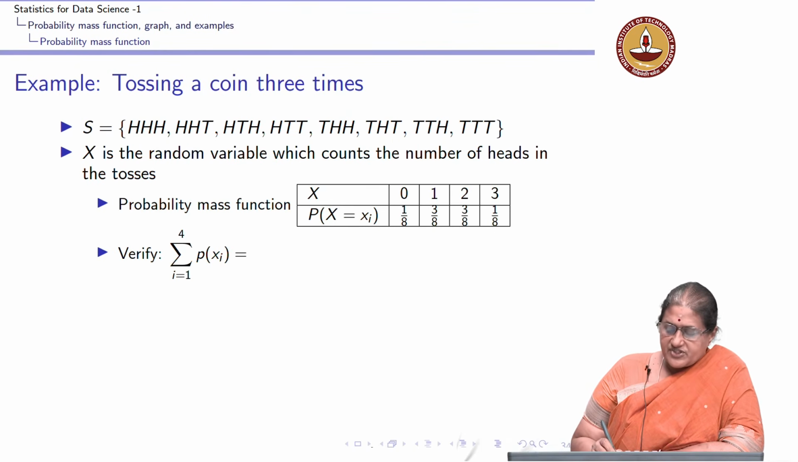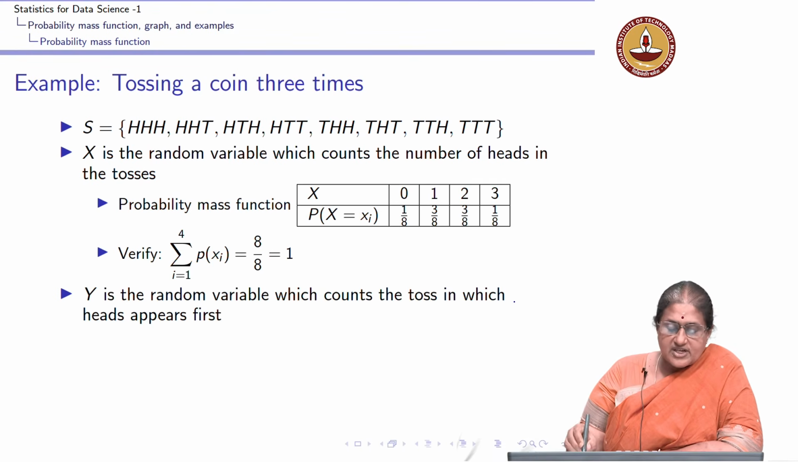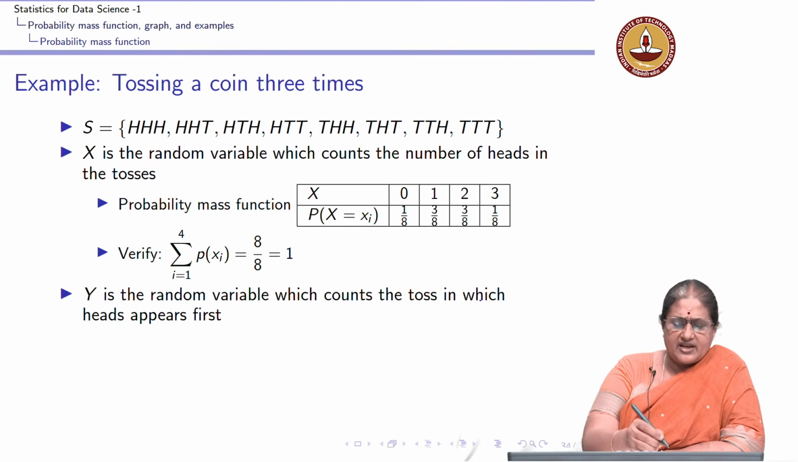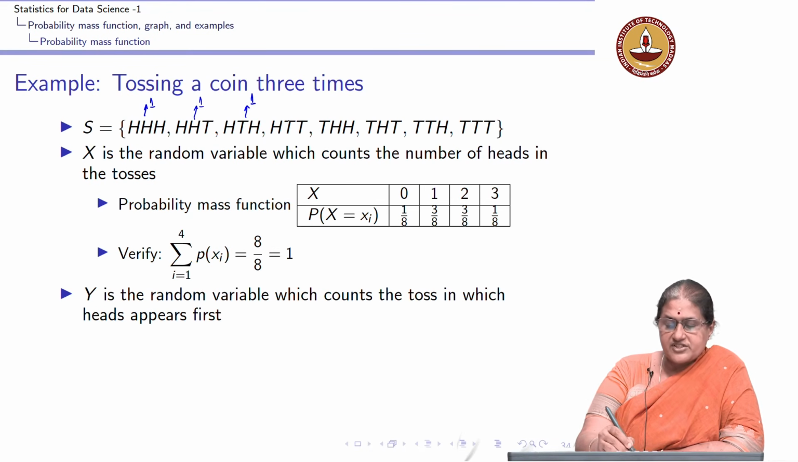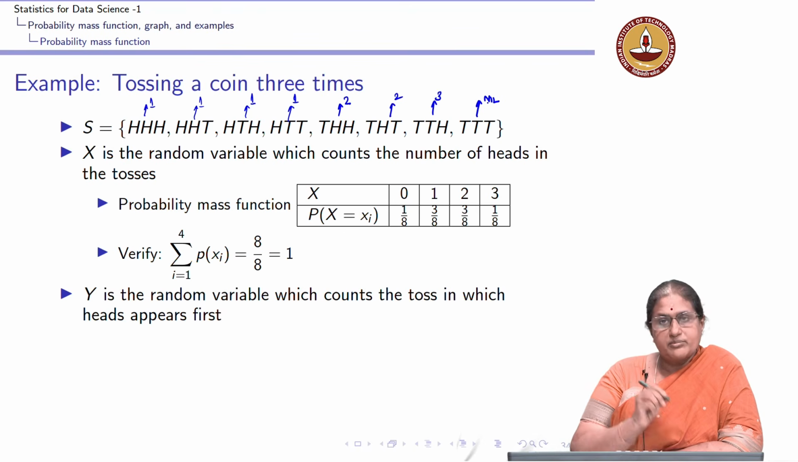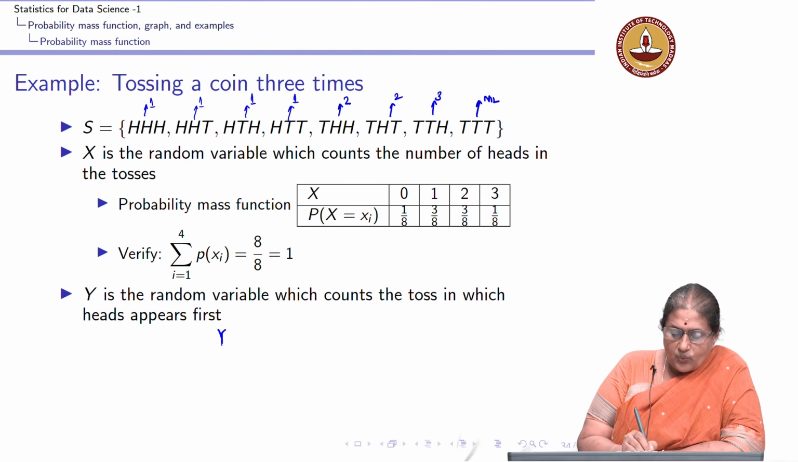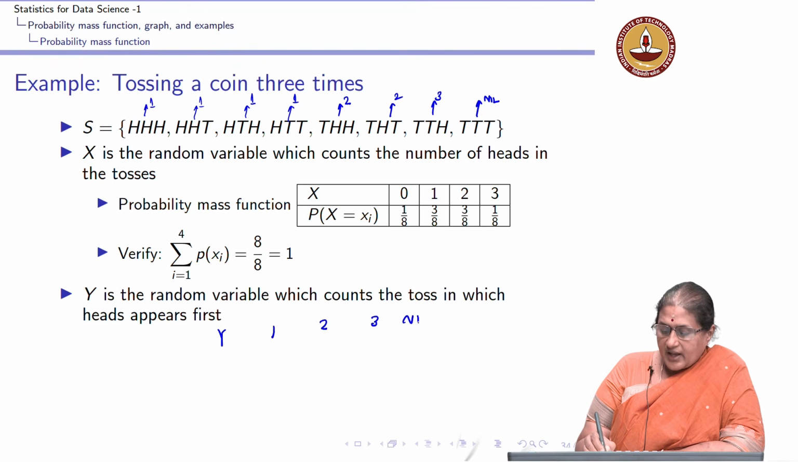So, the next thing which we can look at is the random variable which counts the toss in which head appears first. Here head appears first in the first toss. Again, here it appears in the first toss. Here it again appears first in the first toss. Here it appears in the first toss. Here it appears in the second toss. This is again the second toss. This is the third toss. And this is the nil toss. Remember, we defined it as nil, we did not define it as 0. So, the values Y takes are again 1, 2, 3 and nil.